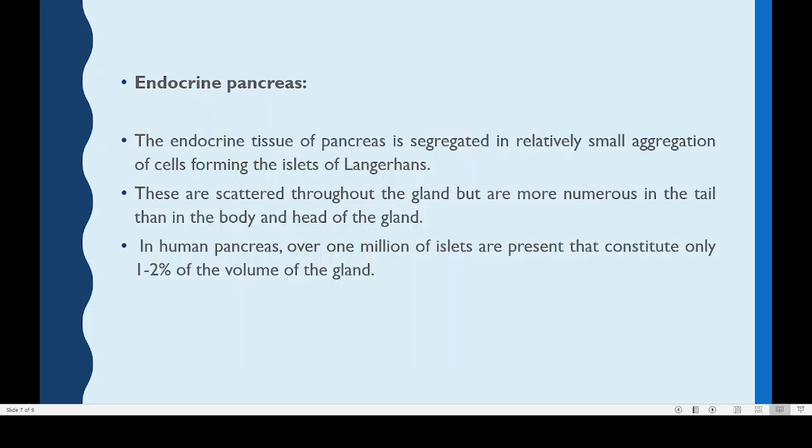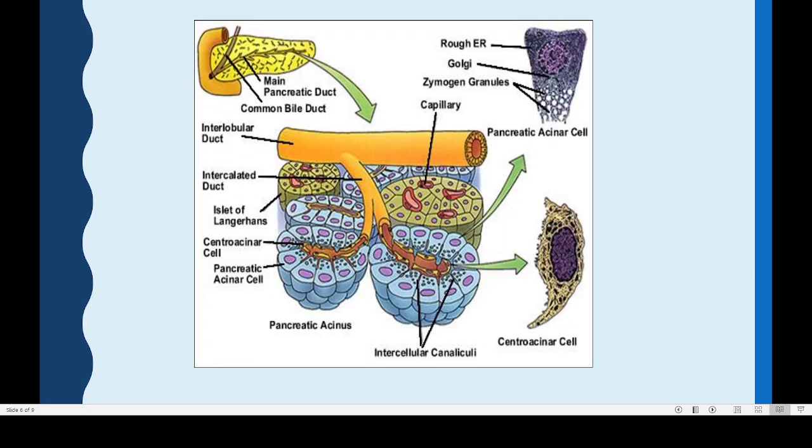Then another portion of the pancreas is known as the endocrine pancreas. The endocrine tissue of the pancreas is segregated in a relatively small area known by the name islets of Langerhans. So here you can find this region.